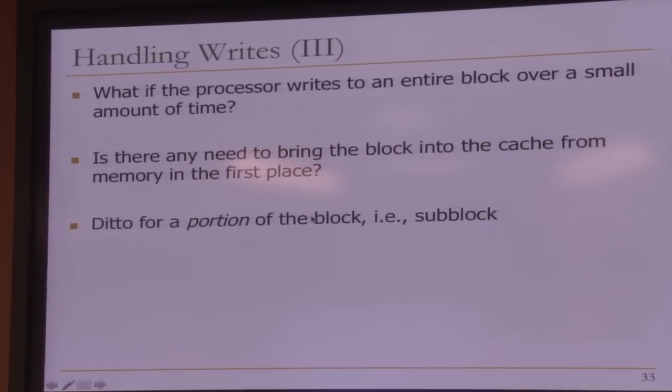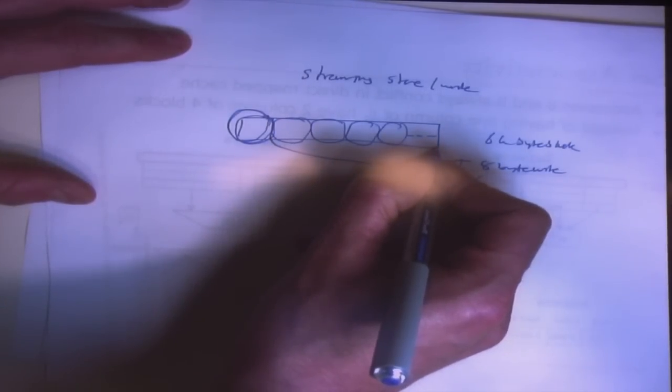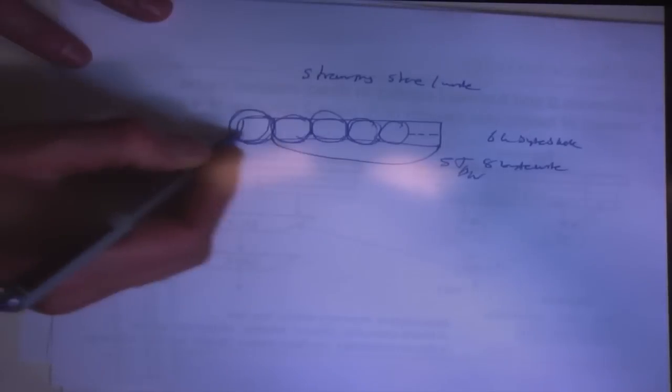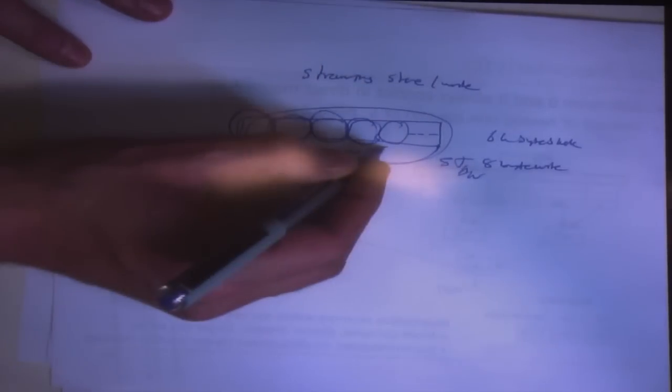Basically, this is true for a portion of the block also. If you're actually writing just to this part, do you actually need to bring the remaining part? Maybe not, right? Because maybe later you'll write to this part, and then write to this part, and then write to this part. And eventually, you'll construct the entire cache line without ever needing to read it. So it may not make sense to go all the way to memory to bring the cache block first.